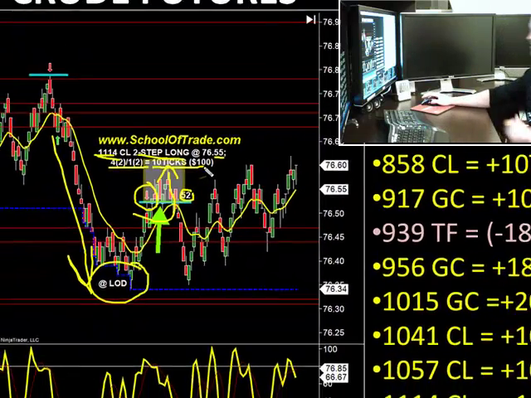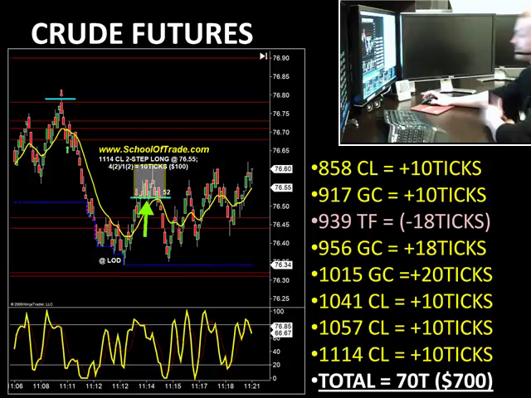Add them all up. At the end of the day, 8 total trades, 7 winners, 1 loss. As you can see, 70 ticks total.